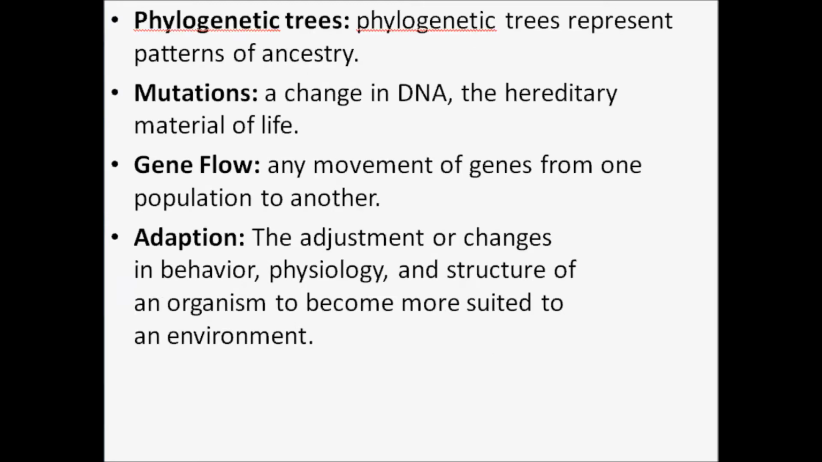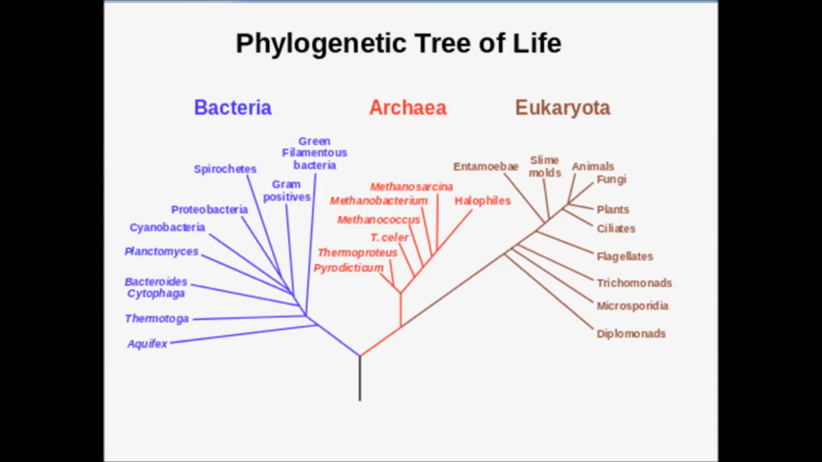One of the very important characteristics of evolution: phylogenetic trees. Phylogenetic trees represent a pattern of ancestry. If you see the picture of the phylogenetic tree of life, you see bacteria, archaea, and eukaryota. Phylogeny is a lot like reading a family tree. The root of the tree represents the ancestral lineage, and the tips of the branches represent the descendants of the ancestor. As you move from the root to the tips, you are moving forward in time, which is very important in evolution.